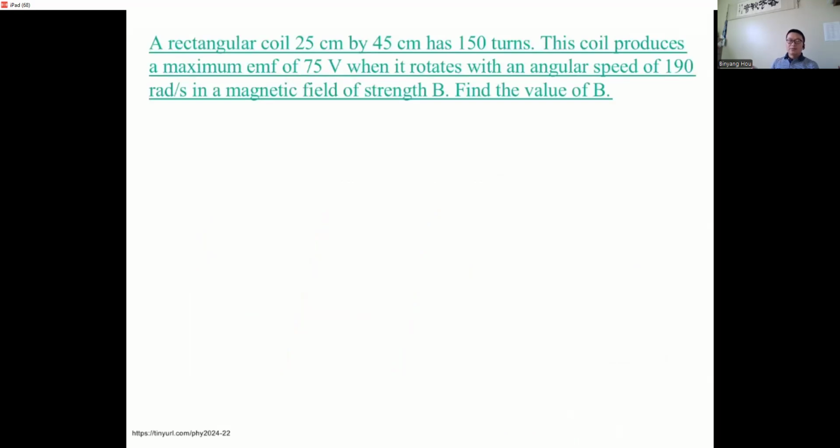All right, let's take a look at this one. It says a rectangular coil, 25 centimeters by 45 centimeters. So now the dimensions are not in SI units, so you want to convert them into SI units first. It has 150 turns. This coil produces a maximum EMF of 75 volts when it rotates with angular speed, so the angular speed is omega, 190 radians per second, in a magnetic field B. Find this magnetic field B.